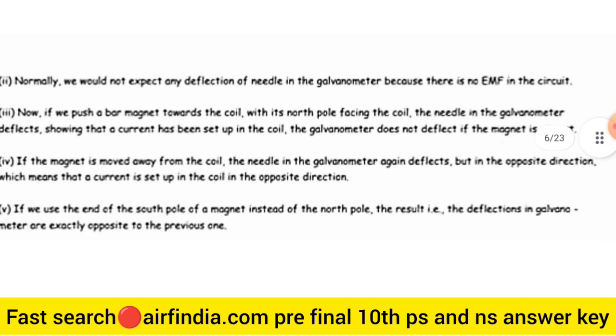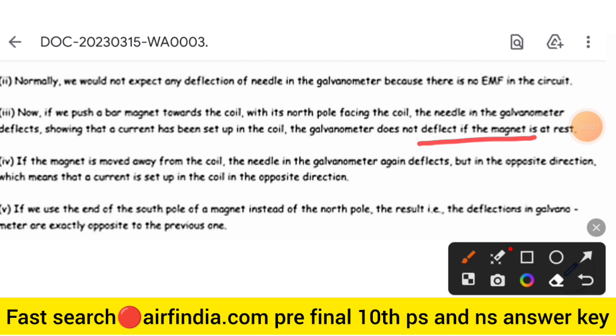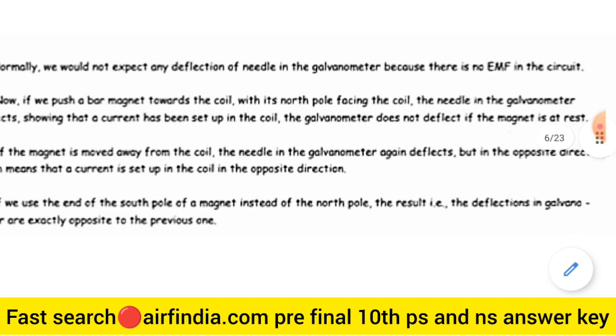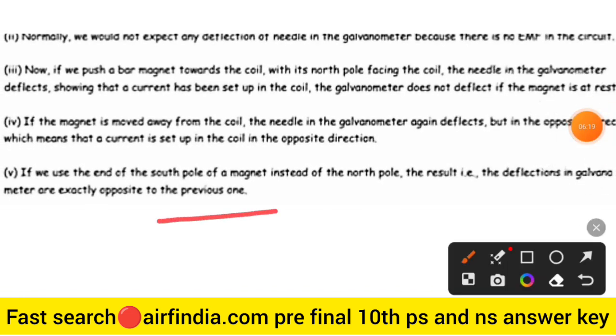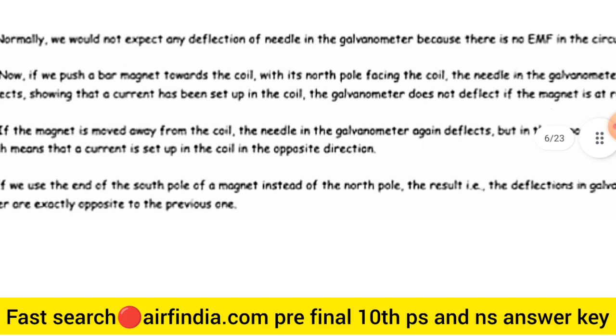The galvanometer does not deflect if the magnet is at rest. If the magnet is moved away from the coil, the needle in the galvanometer again deflects, but in the opposite direction, which means that a current is set up in the coil in the opposite direction. If we use the south pole of a magnet instead of the north pole, the deflections in the galvanometer are exactly opposite to the previous one. Okay, so this is your question answer.